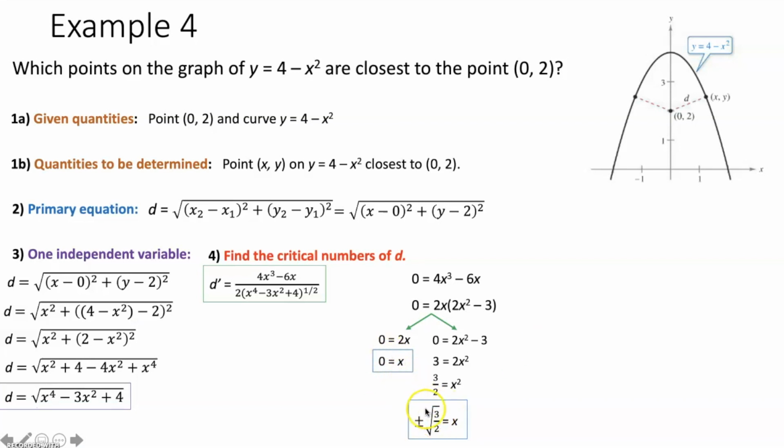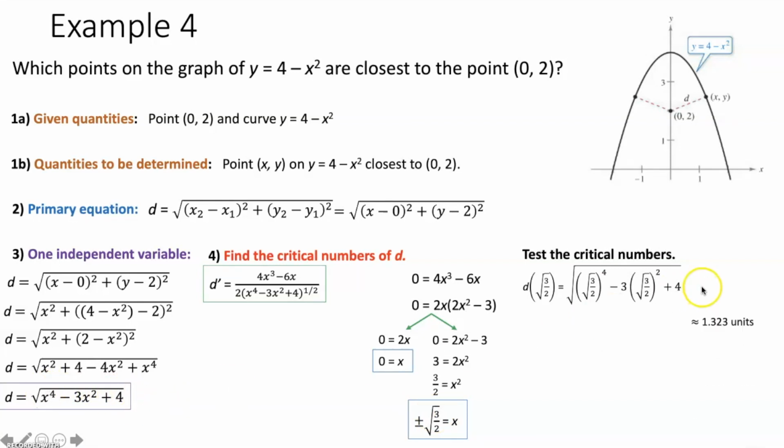Now that I have my 3 critical numbers, I need to test each of them to see which gives us the closest distance to the point (0, 2). So I'm going to plug these x values into this distance formula that we found over here that only has an x in it. So we start with positive radical 3 over 2. If I plug that in for x in the distance formula over here, and I simplify, I end up getting approximately 1.323 units. I'm going to do the same thing for a negative radical 3 over 2. And then when I plug that in, I end up getting approximately 1.323 units again.